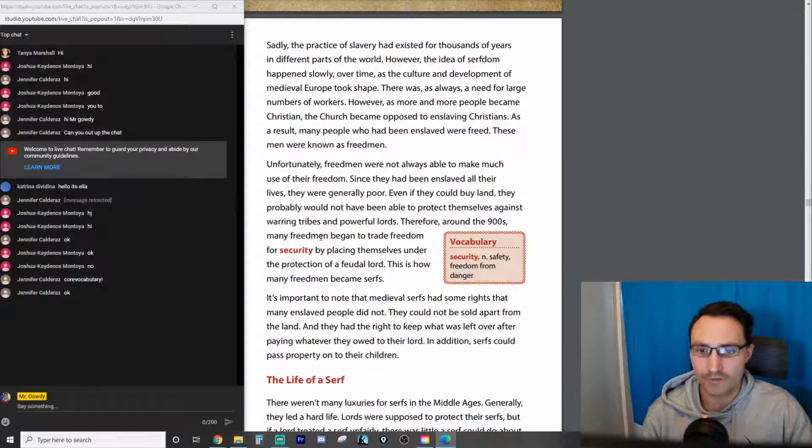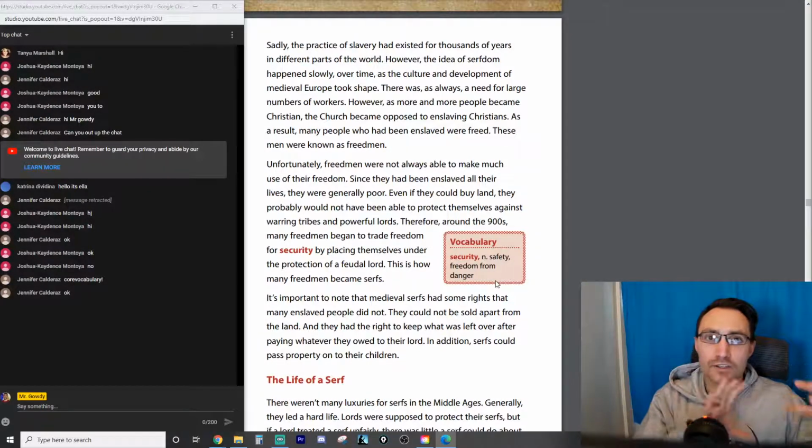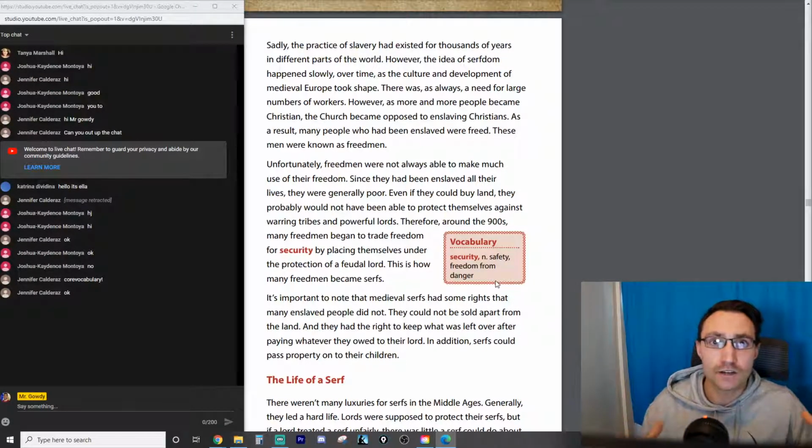But here is our next vocabulary word. Security. Security is safety, freedom from danger. So we have these people that were enslaved. More people became Christians, and they realized that enslaving people wasn't the Christian thing to do, and so they freed them. But because these people were enslaved for so long, they didn't have a lot of skills to make a lot of money. They were basically poor because they were enslaved. And so they decided to trade their freedom for security, right? And we're going to learn a little bit more about that.